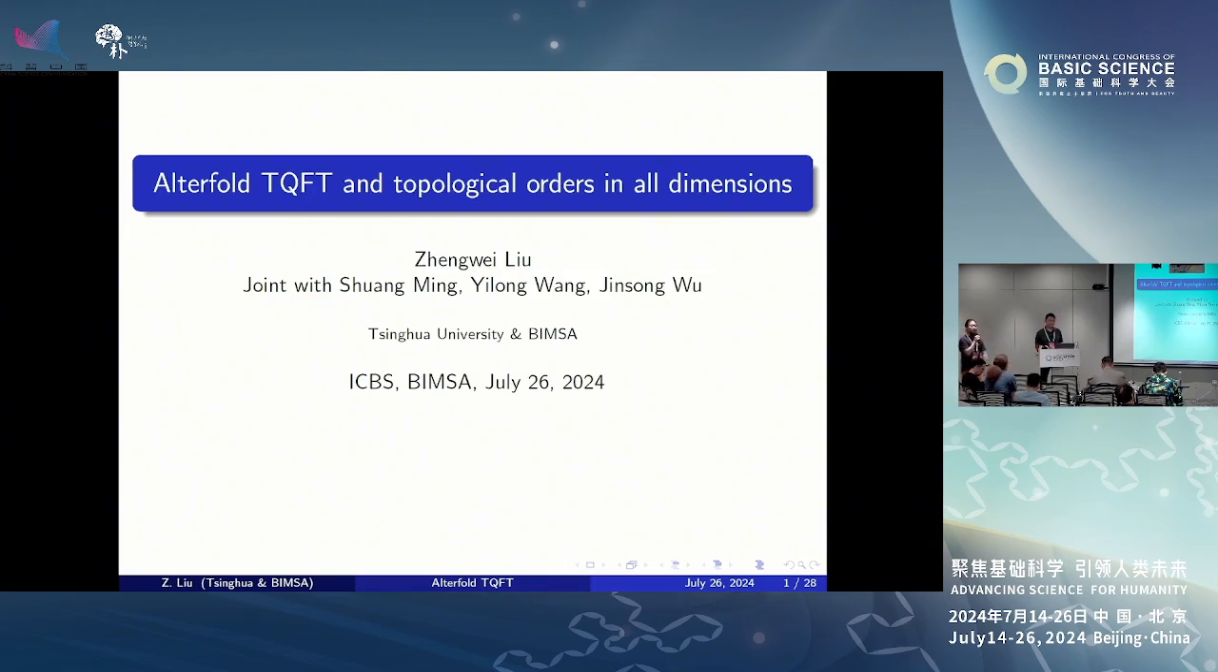Okay, so good morning, everyone. Welcome to the morning session of this room. And there will be two plenary talks. The first speaker is Professor Zhengwei Liu from Tsinghua University and also BIMSA. The title of his talk is Outer for TQFT and Topological Orders in All Dimensions. Let's enjoy.